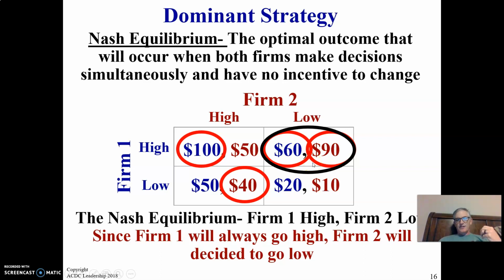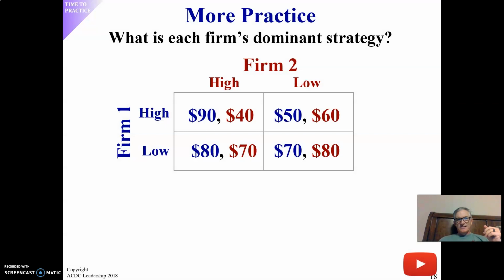You're going to have to solve those. You're going to have to do that several times. It's not very difficult. All right, so let's take a look here. Which is each firm's dominant strategy? We're going to go through this one really quickly. Firm 1, remember now, they're reacting to the other. So if firm 2 prices high, do you want to make $90 or $80?